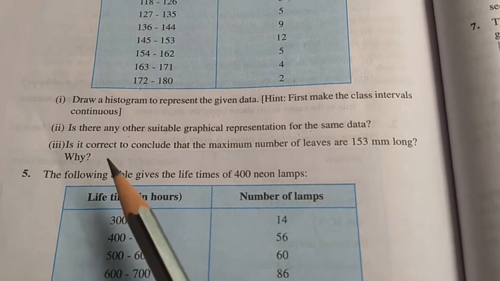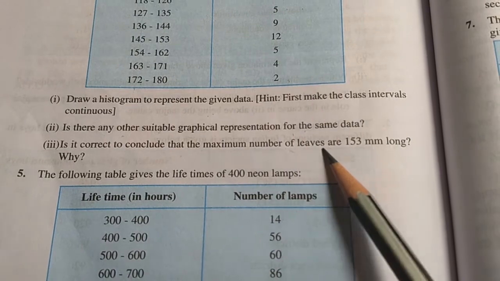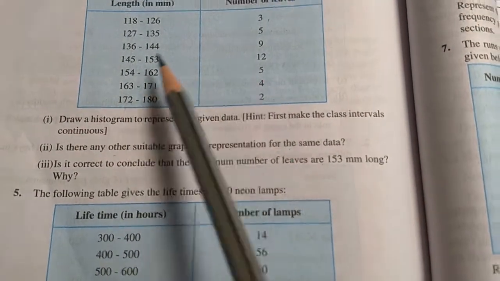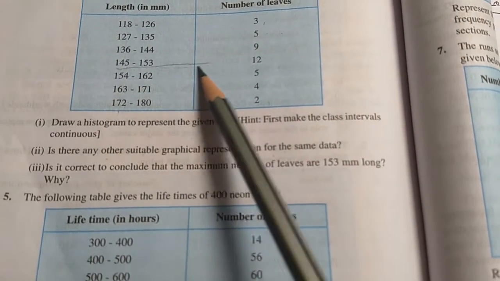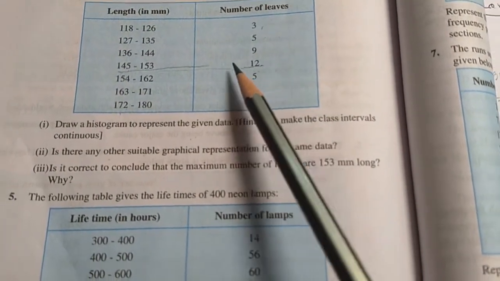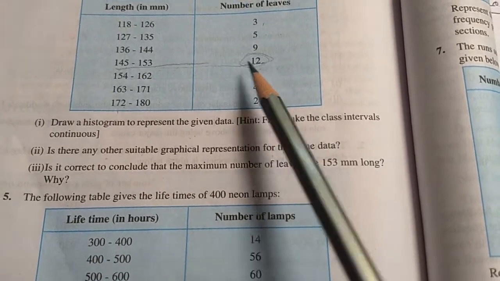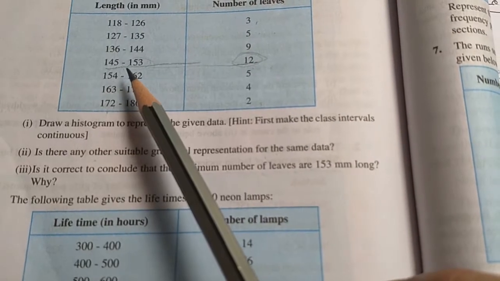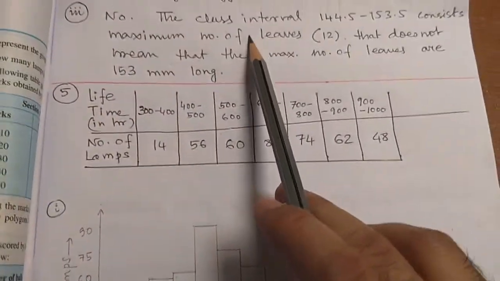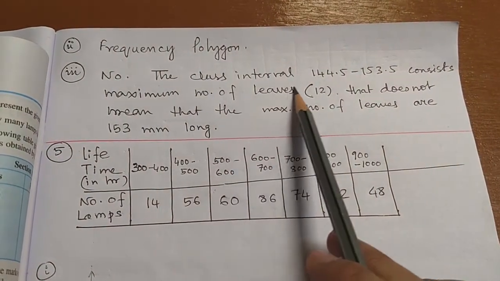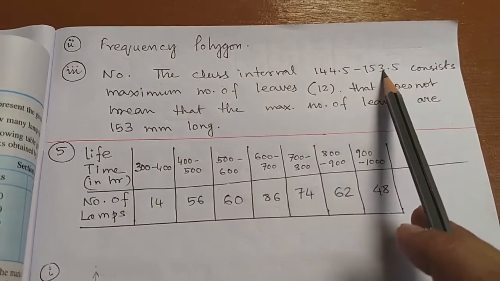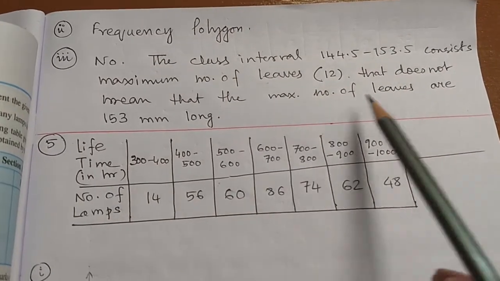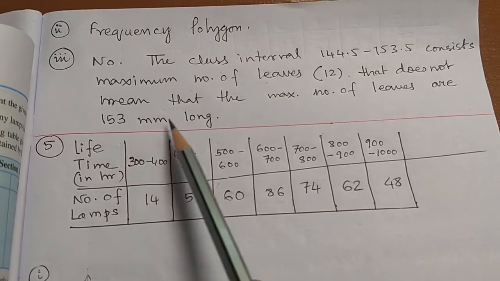Next, is it correct to conclude that the maximum number of leaves are 153 millimeters long? You can see this class 144.5 to 153.5 consists of the most leaves, right? But we can't say that all leaves are 153, right? So the answer is no. The class interval 144.5 to 153.5 consists of the maximum number of leaves, 12, but that does not mean that the maximum leaves are 153.5 millimeters long.